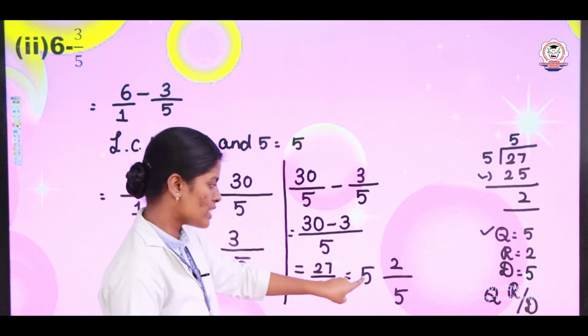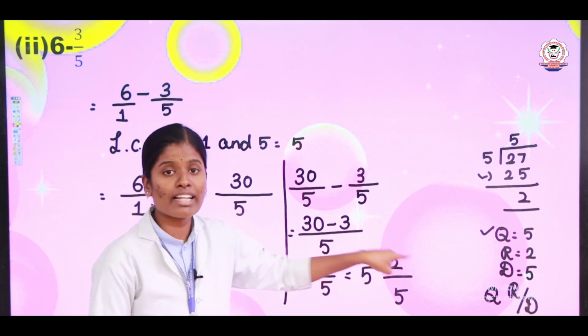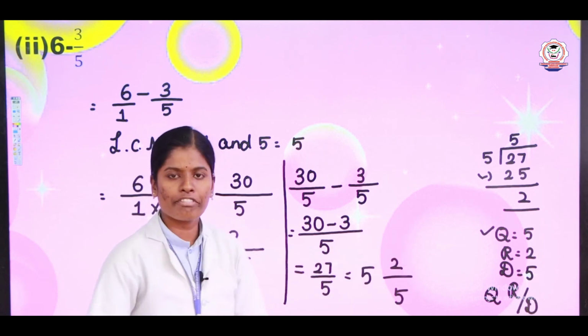Listen here, 5 5s are 25. 25 plus 2, the answer is 27 divided by 5.